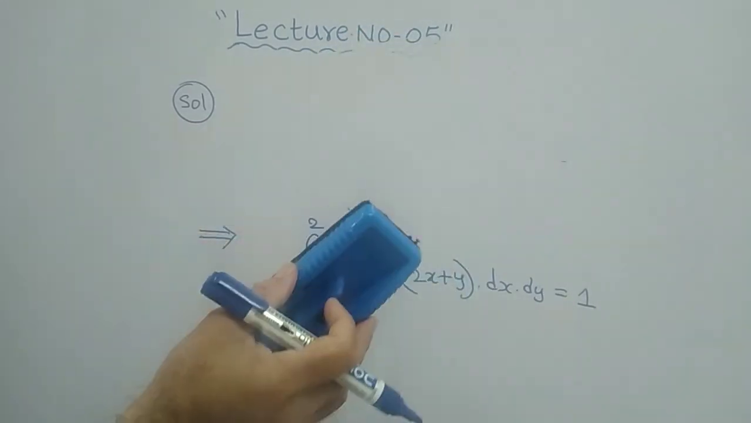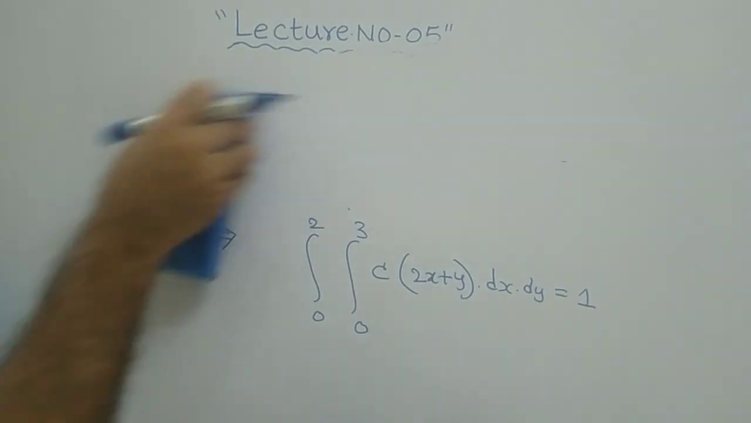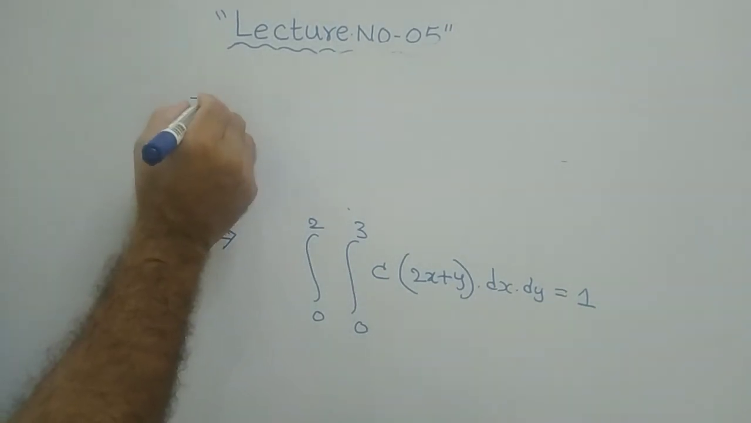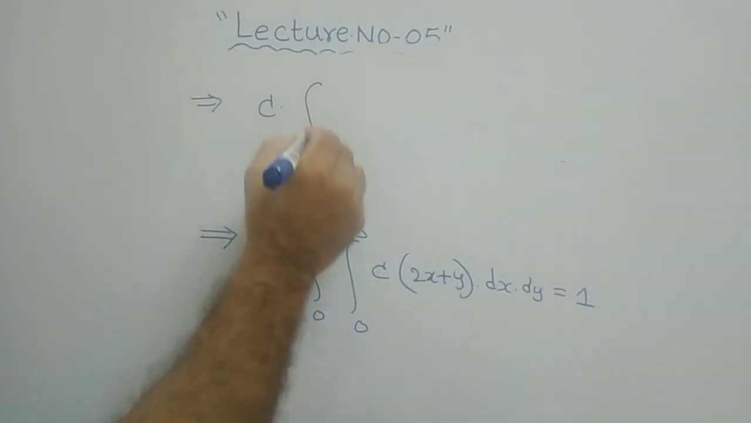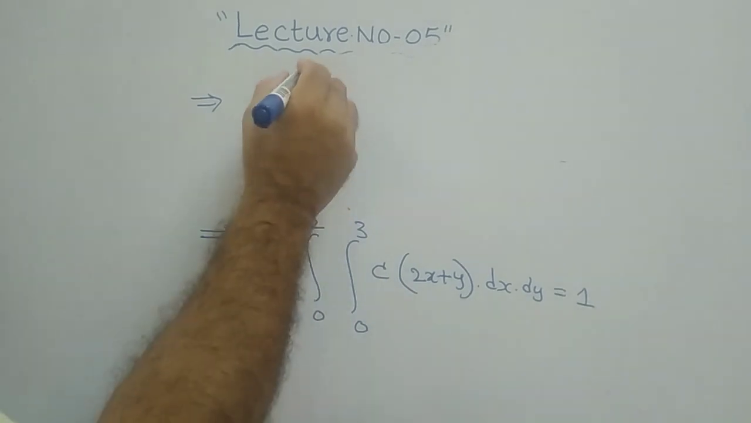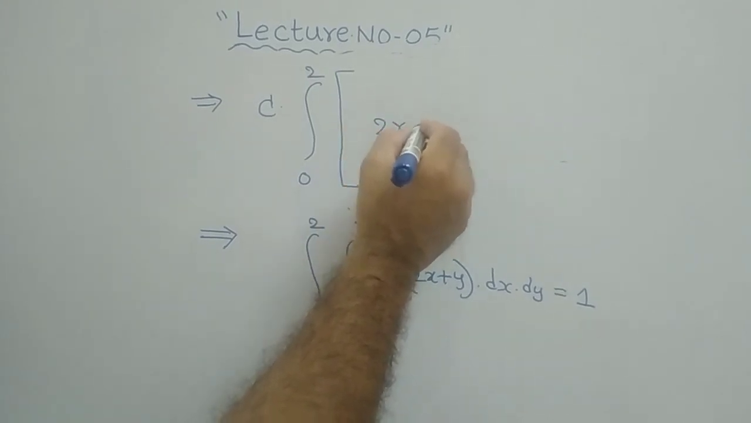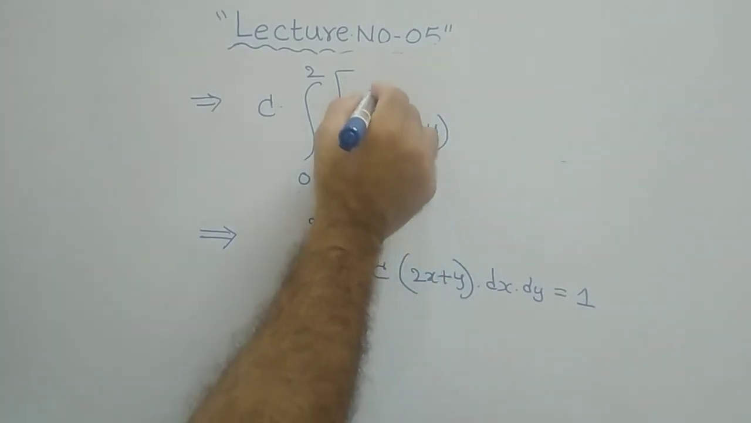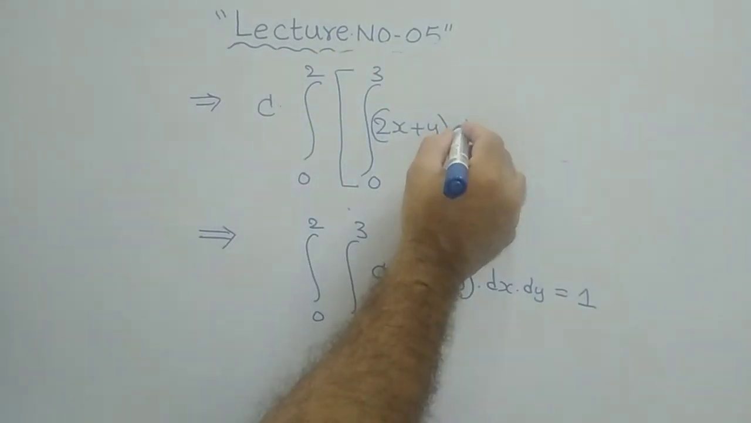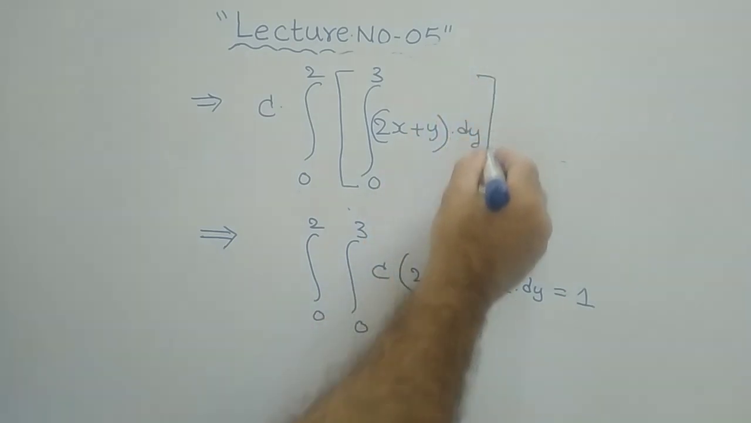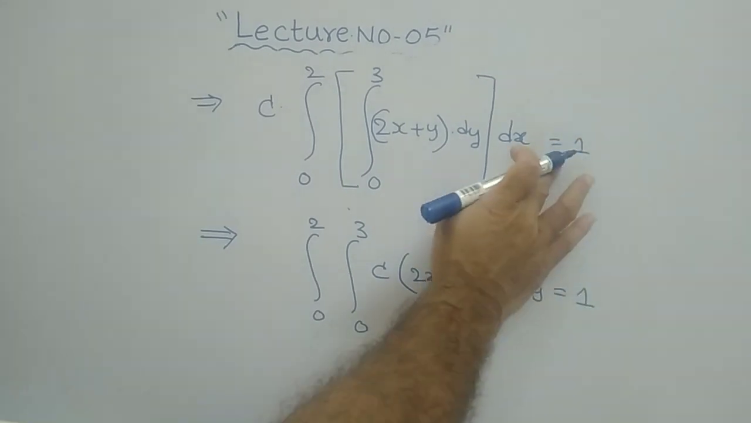Now, solve that. You can take c as common outside, since c is a constant. These are the x limitations 0 to 2, and inside is 2x plus y with the y limitations 0 to 3. With respect to y we must solve first, and after that we apply the x limitations, equal to 1. So shall I write like this?